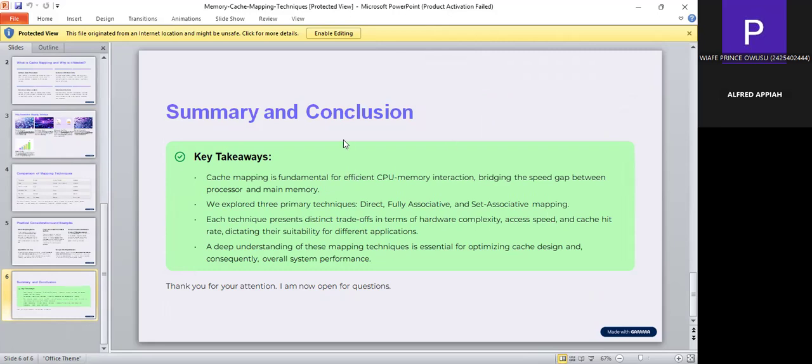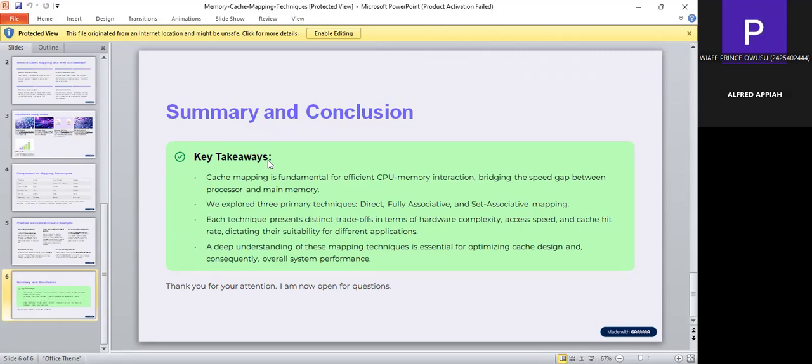So in summary and conclusion, let's take these key points. Cache mapping is fundamental for efficient CPU memory interactions, bridging the speed gap between processor and main memory. We explored three primary techniques, which were direct, fully associative, and set associative mapping. Each technique presents distinct trade-offs in terms of hardware complexity, access speed, and cache hit rates, dictating their suitability for different applications.